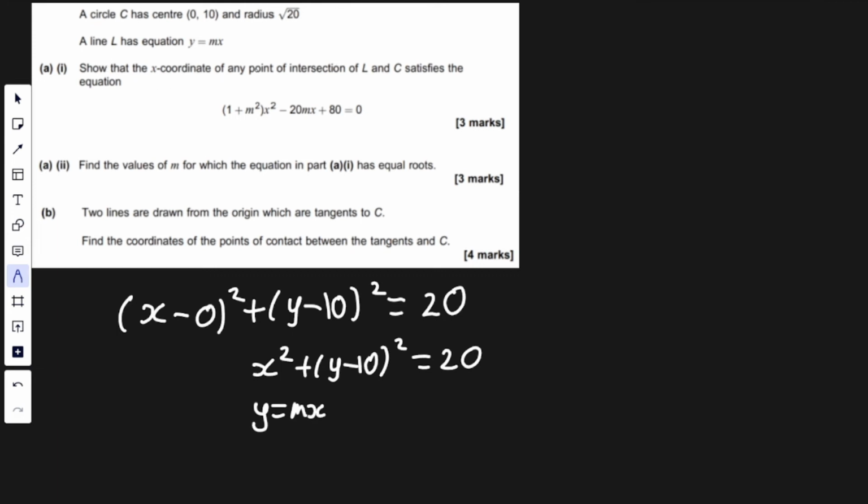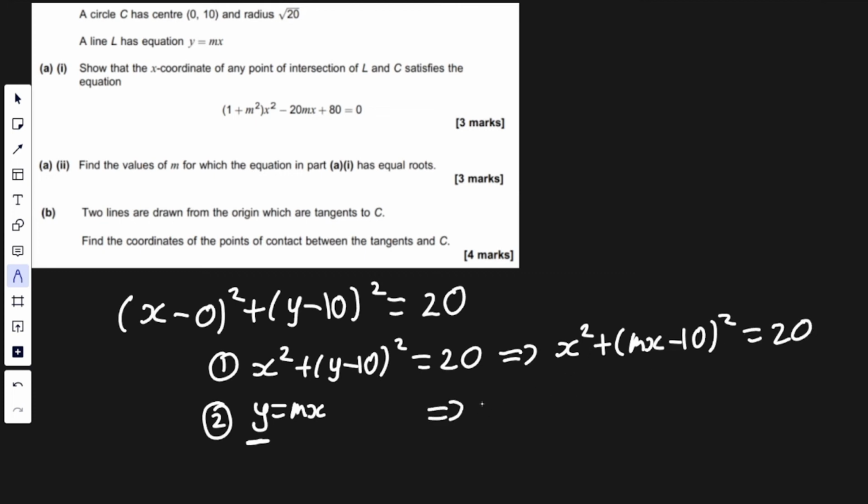Okay, we're then told we have a line y equals mx, so let's just put that below, and show that the x coordinate of any point of intersection of L and C satisfies this equation. So if we're finding the intersection, we're just solving these two simultaneous equations. Now we want to find the x coordinate, so I'm going to replace y in one of the equations. Clearly easier to get y on one side in the second equation, so we'll replace y in the first, giving me x squared plus (mx minus 10) squared equals 20.